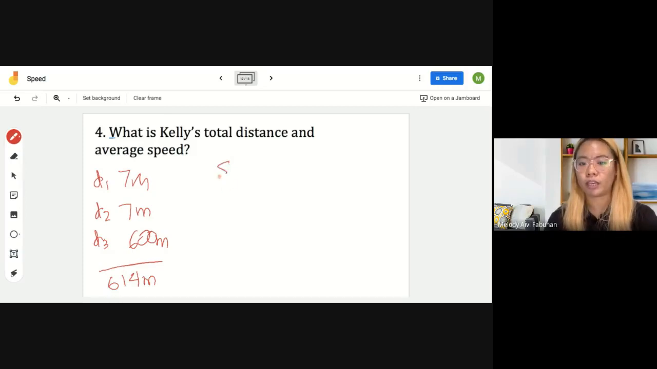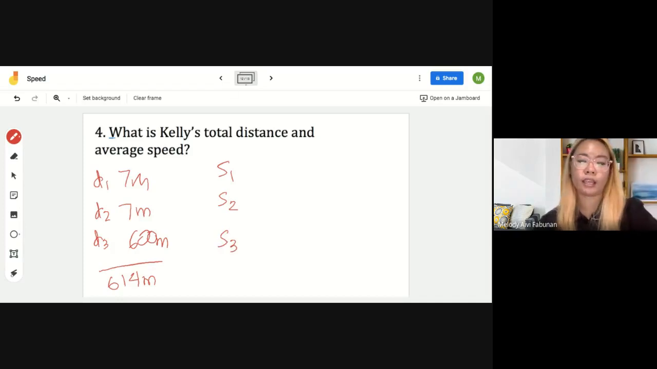Okay, so now let's talk about the average speed. What is the first speed, the second speed, and the third speed? Again, I'm giving you 1 minute to write down your answers here sa chat box natin. Your 1 minute starts now. Write down your answers. Do you need to compute pa? So that I can give you more time?